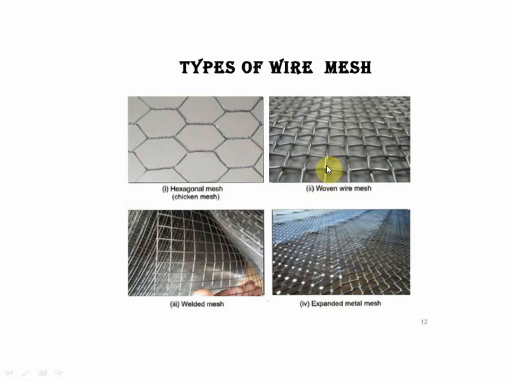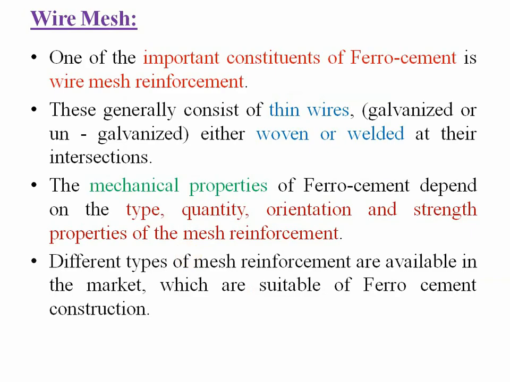Here you can see the interconnections are not welded. In this, the wires are passed on one another. So this is what woven wire mesh is. Okay, and this is the welded, which is connected by welding. So these wires may be woven or welded at their intersections.